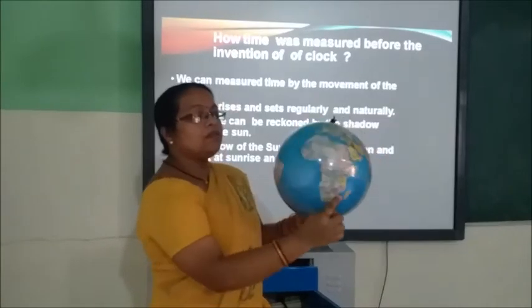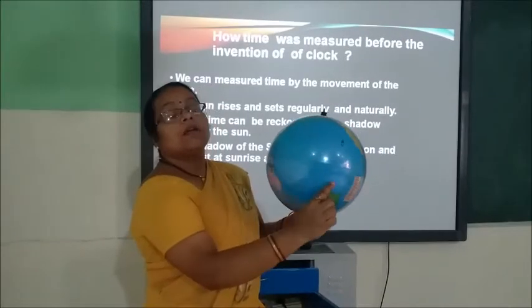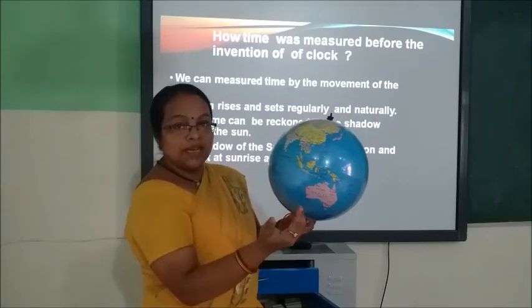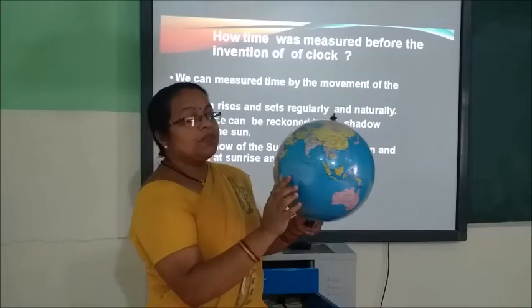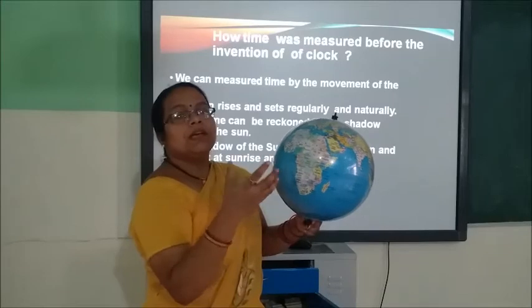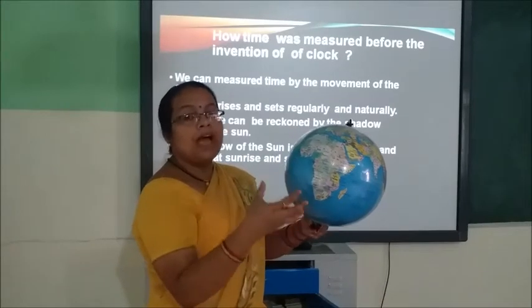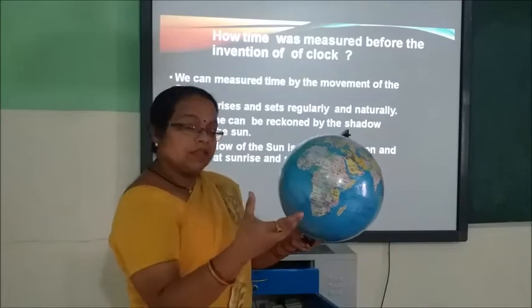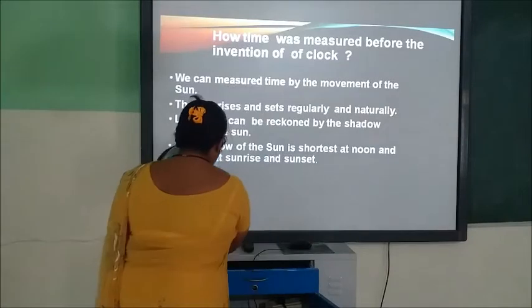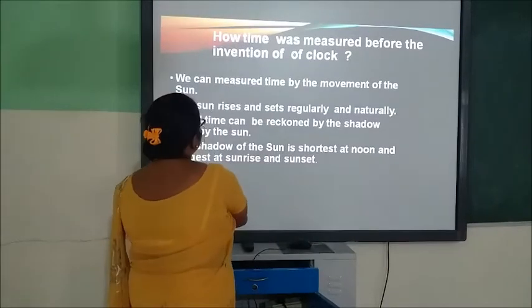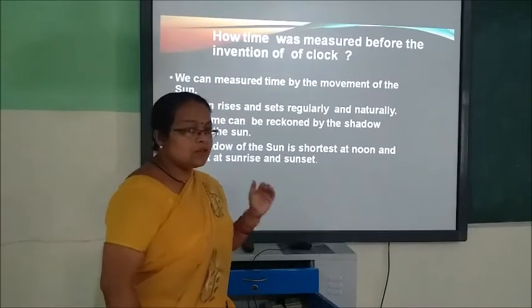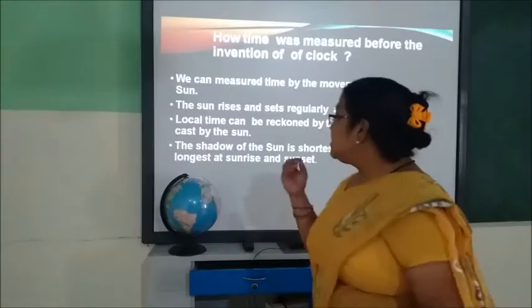So like this, the movement of the earth causes the change from daytime to night time, and from that movement people came to know that it is morning, it is noon, it is evening, and it is night, children. Now we will understand it in more detail. The sun rises and sets regularly and naturally, children.